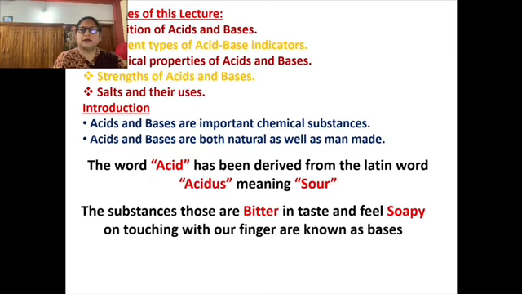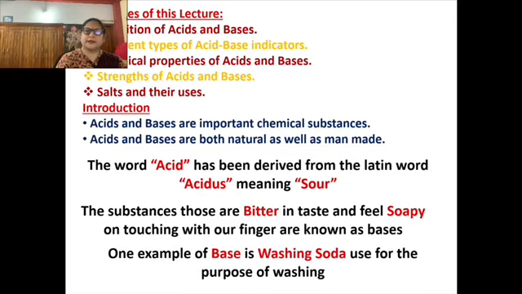Acids and bases are very important chemical substances and some are natural and some are man-made. The word acid is derived from the Latin word acidus and the meaning is sour. The substances that are bitter in taste and feel soapy on touching with our finger are known as bases. One example of a base is washing soda. We use it for washing purposes and it is a sodium compound, a sodium salt.